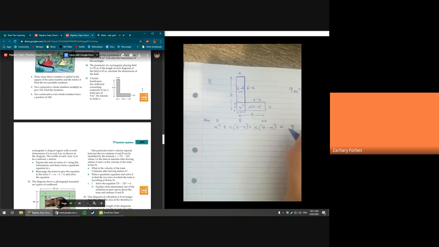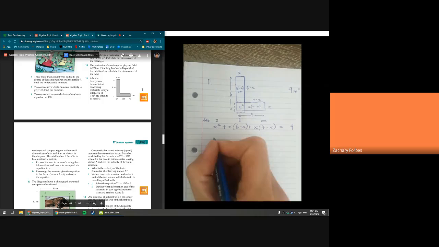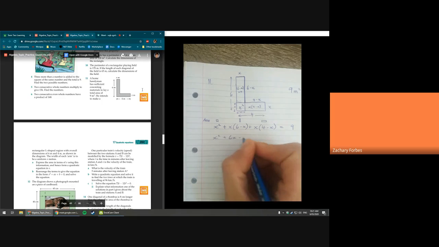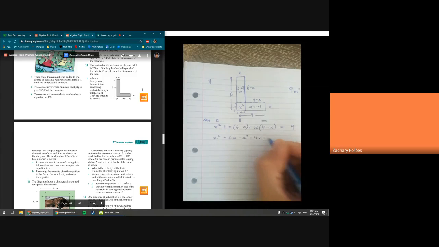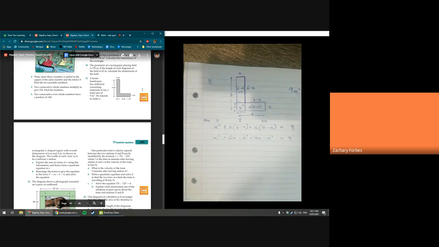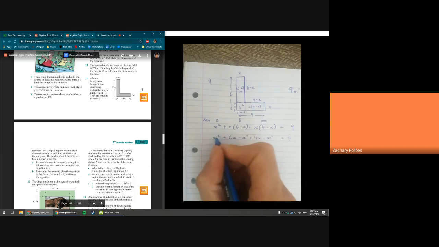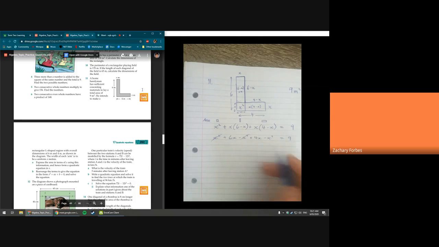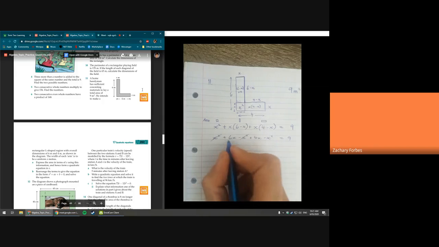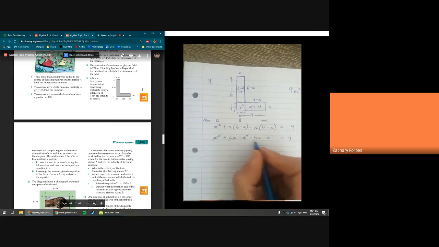So now what we do is we'll just expand that out. So we get X squared plus 6X minus X squared plus 4X minus X squared equals 9. Oh, I'm getting a little bit worried. These cancel. We got a minus X squared and a positive X squared. The positive 6X and positive 4X together make 10X. So we get 10X minus X squared equals 9.